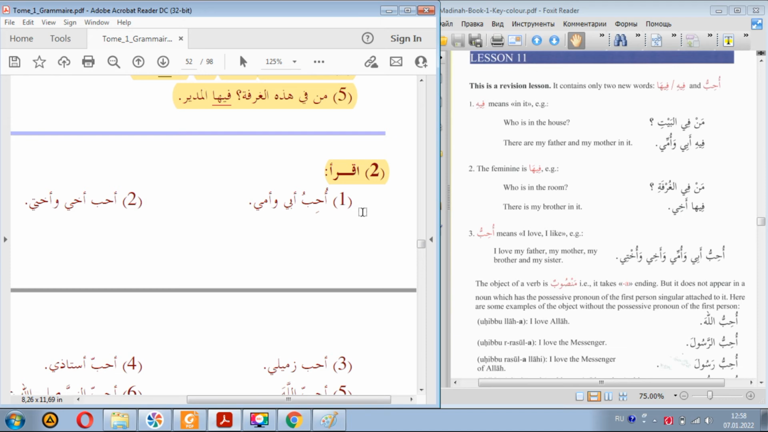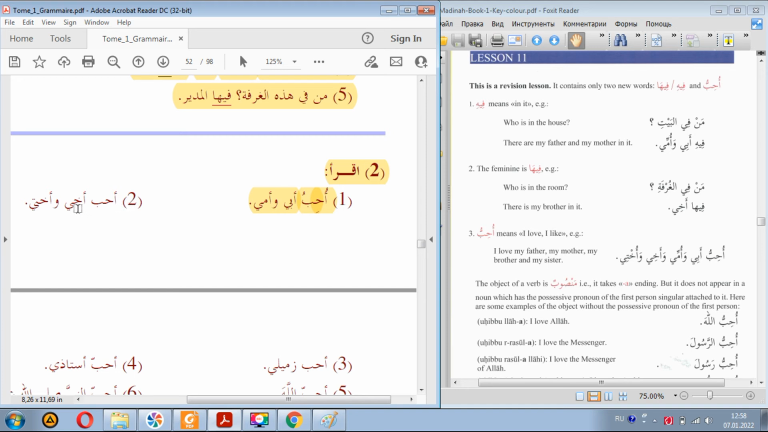Because if I were to give you all the forms like أحب تحب نحب تحبون, you would get lost. So alhamdulillah, it teaches you how to learn gradually. So yeah, أحب means I love, and that's enough for now. Remember this, أحب, I love. أحب أبي وأمي means I love my father and my mother.